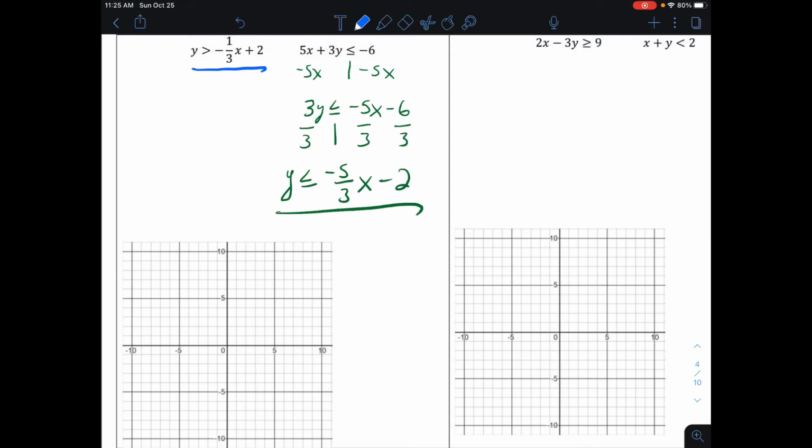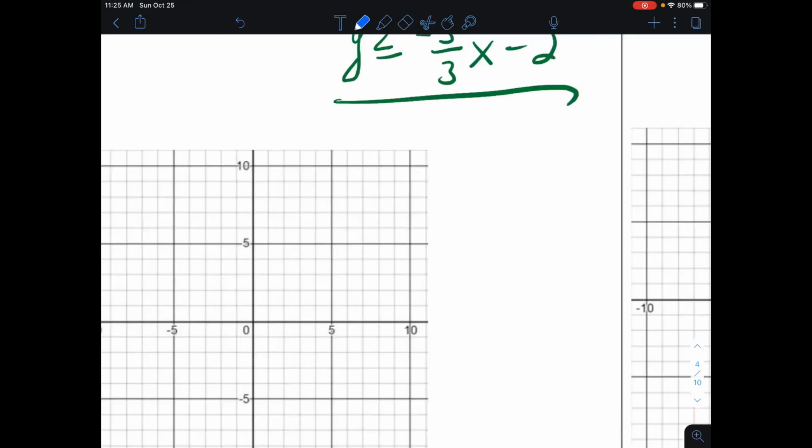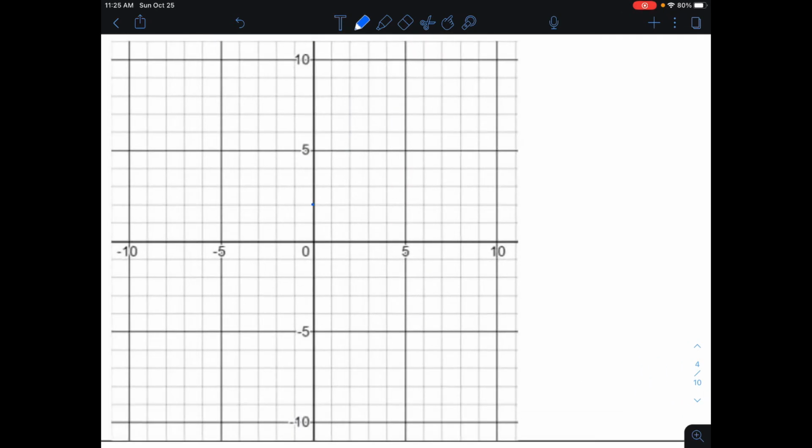Let's start with the blue one. All right, so y is greater than negative 1/3 x plus 2. So we have a y-intercept of 2, a slope of negative 1/3. So you go down 1, right 3. Down 1, right 3. And I'm going to go the other way too, because we have to do shading for the inequalities. Okay, so I get my dots here, and I actually made an error. Couldn't count to 3. Down 1, right 3.